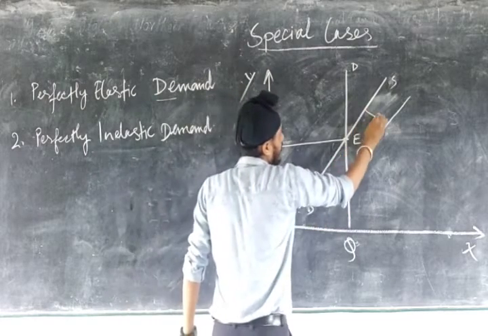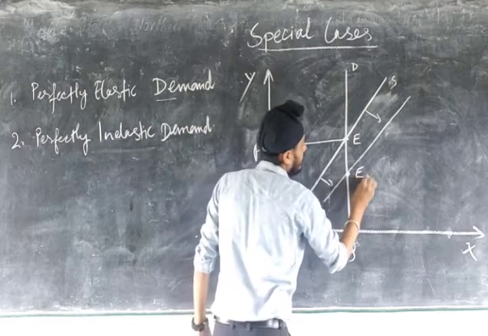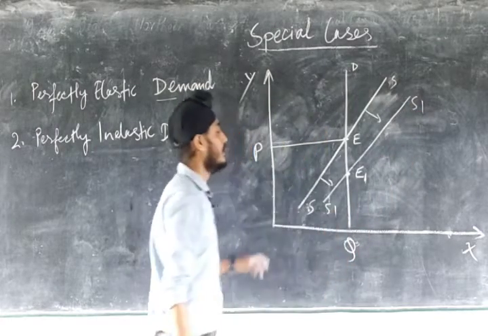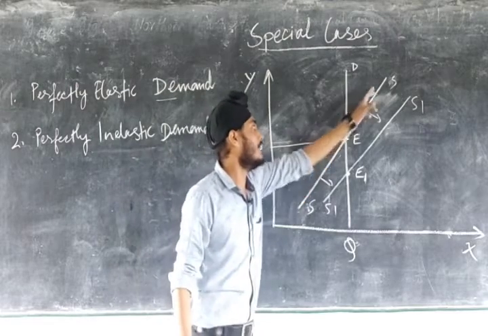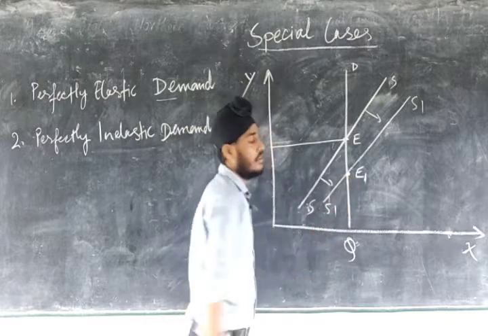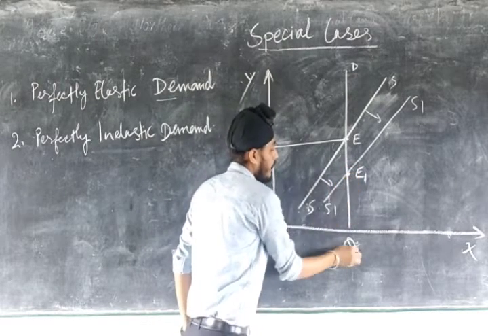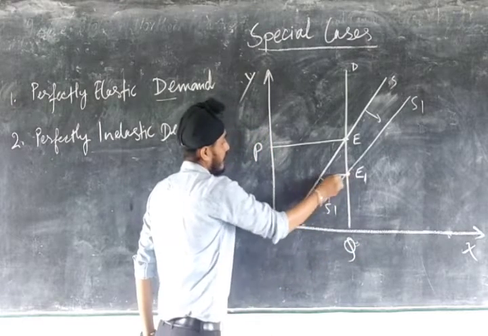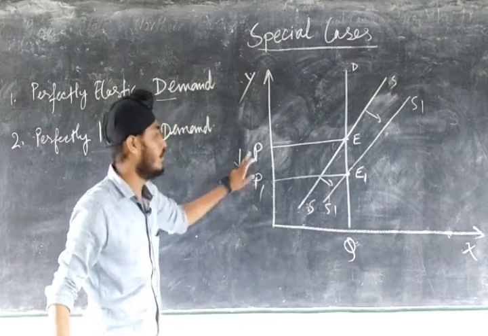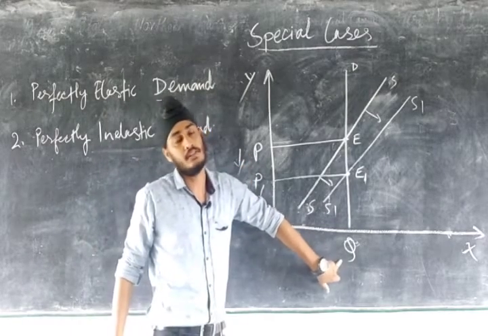So if I increase the supply, what happens? It shifts towards your right. So we get one equilibrium point, that is E1. So this is S1. So you can see that when I increase the supply from S to S1, the equilibrium shifts towards downward. Clear? Or we say rightward. So what happens? Equilibrium quantity remains constant, but there is fall in price, that is from P to P1. Clear? But equilibrium quantity remains constant.